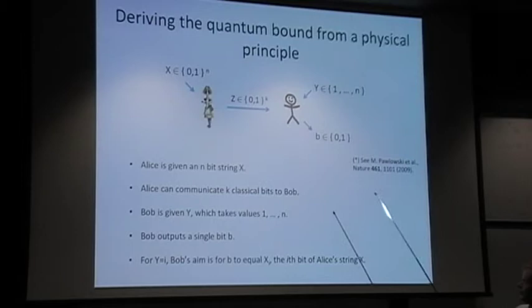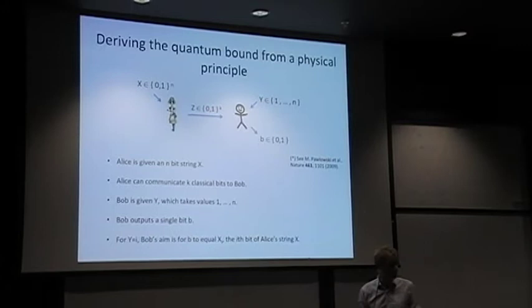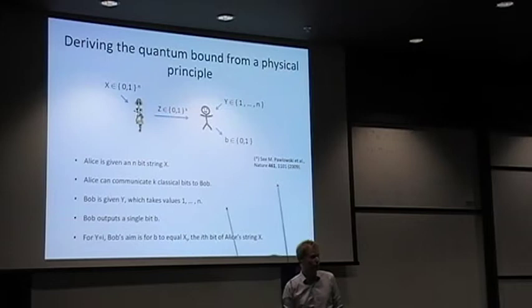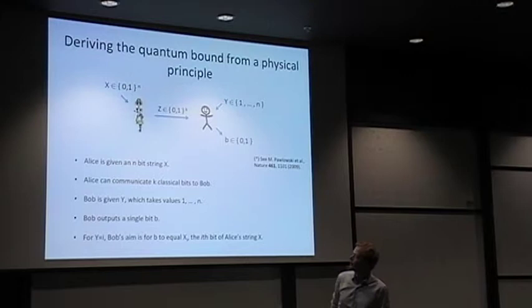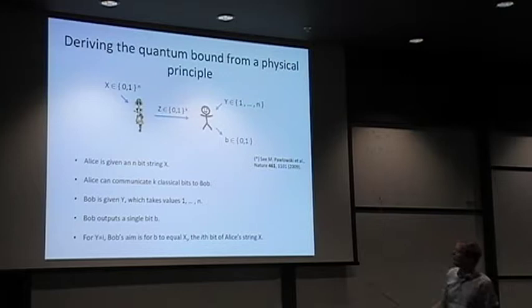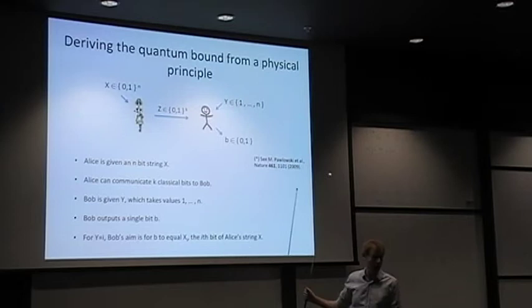I'll come to that. We can think again, if we want, of there being a referee in the picture, if that helps. And so Alice is given an input x, which is an n-bit string this time, rather than just being a single bit. Now Alice is allowed to communicate something to Bob. She chooses z, and z is a k-bit string. Bob is given an input Y, where Y simply takes on the values 1 to N, and Bob is required to output a single bit B.